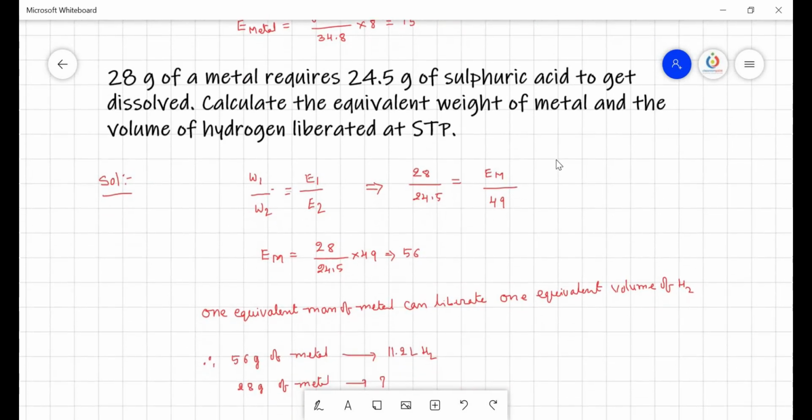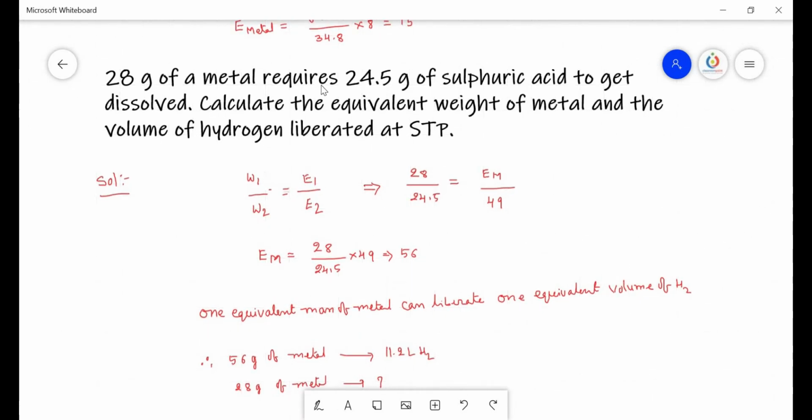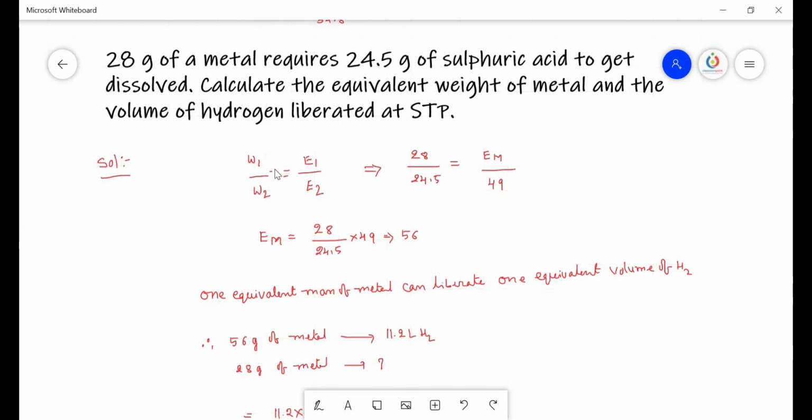Similarly, the last question is: 28 grams of metal requires 24.5 grams of sulfuric acid to get dissolved. Calculate the equivalent weight of the metal and the volume of hydrogen liberated at STP. So here 28 grams of metal needs 24.5 grams of sulfuric acid. Initially let us calculate the equivalent mass of the metal. This is just a conversion method.